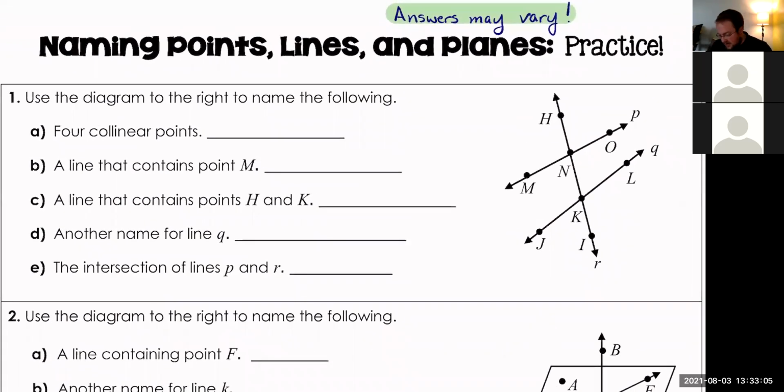First one, using the diagram here, can we name 4 collinear points? Almost. Careful though, it has to be 4. All 4, in order to be collinear, have to be on the same one line. HNKI. So again, there are examples of 3 collinear points, but the only line, which is line R here, has 4 points that are identified as HNKI.